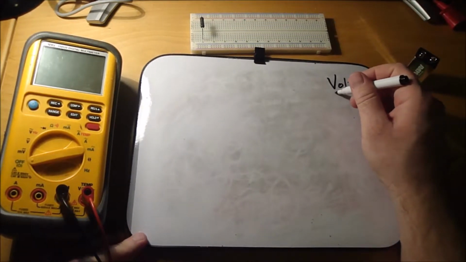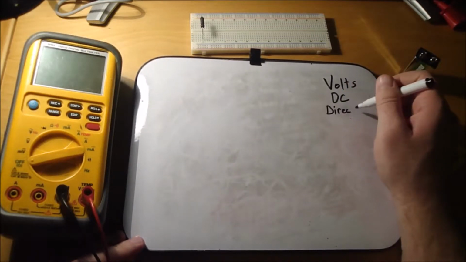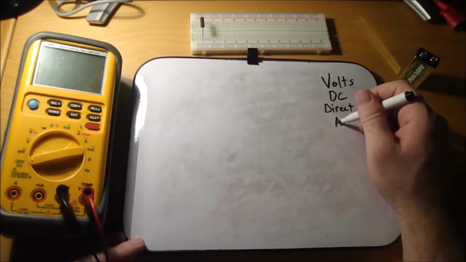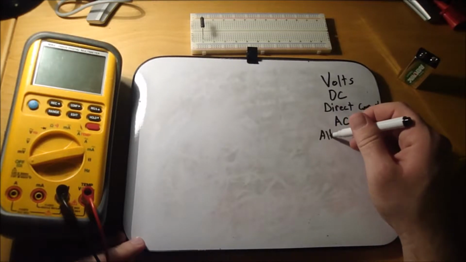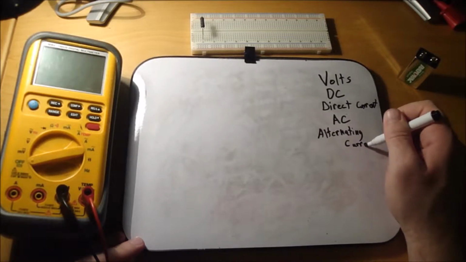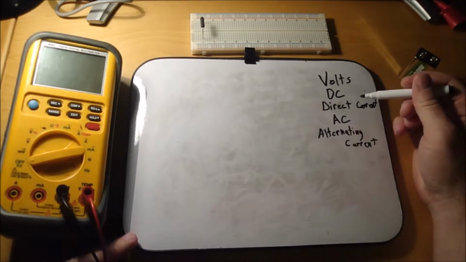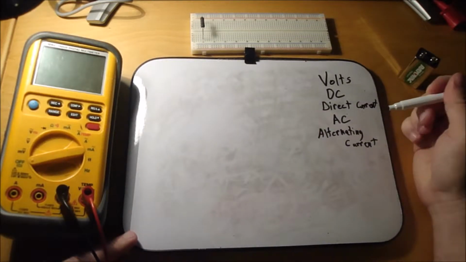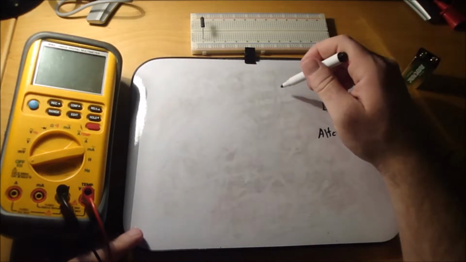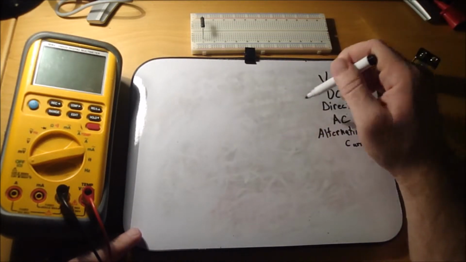There's DC, which means direct current, and then AC, which means alternating current. Those are the two types of volts you have. DC, direct current, means you just got a steady constant voltage, and it's just a solid flat line. So if you got a 5-volt supply, then you just have 5 volts constantly.